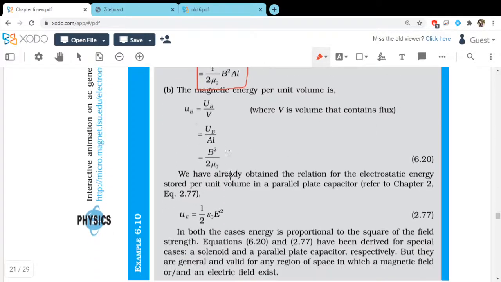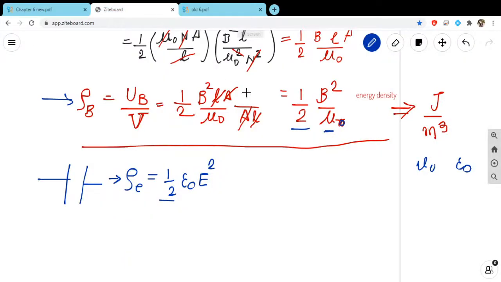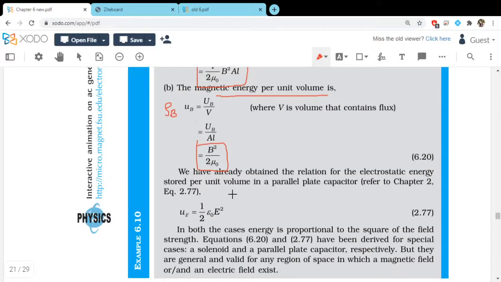The magnetic energy per unit volume, we have written rho b, here small u b. We derived that equation: B square by 2 mu naught. And for the capacitor, the same equation is half epsilon naught E square. This equation will be needed in chapter 8, electromagnetic waves, so you have to remember this equation until then. So this was the discussion about the energy density.